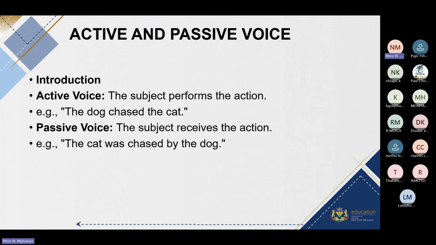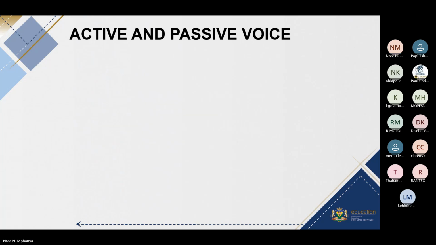Because it happened a day before, we say the cat was chased by the dog. This is just an example of the difference between a sentence in active voice and that in passive voice. Now let's go into details. How to identify active and passive voices.